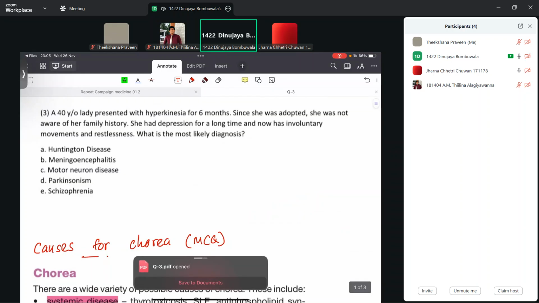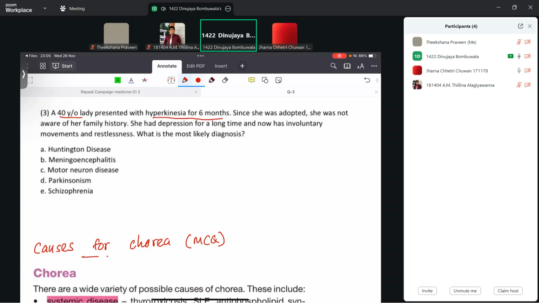A 40-year-old lady, hyperkinesia for 6 months, adopted, not aware of family history, depression for a long time, now has involuntary movements and restlessness. Most likely diagnosis?